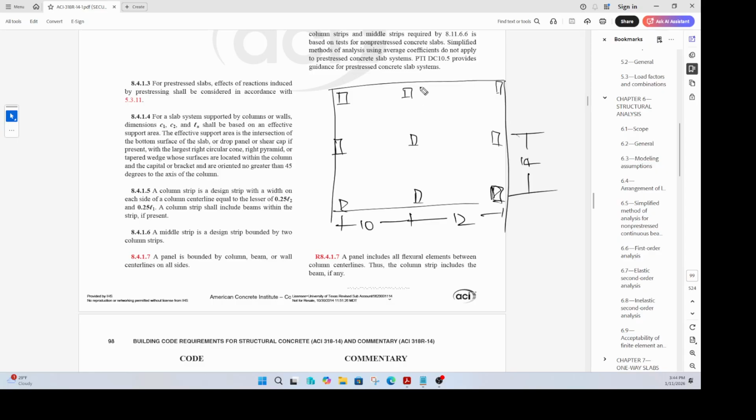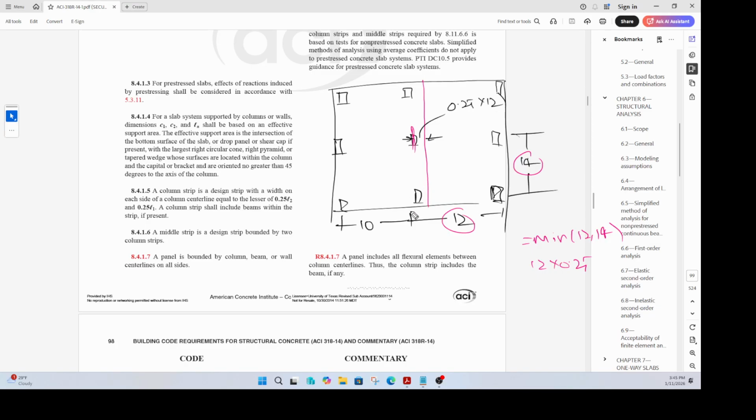To decide the boundary of the column strip on this side, you compare 12 and 14, pick up the minimum value and multiply. So the minimum of 12 and 14 is 12, you multiply 12 by 0.25, and that is the distance from here to here. So in this case it is 0.25 times 12, because between 12 and 14, that's the minimum value.